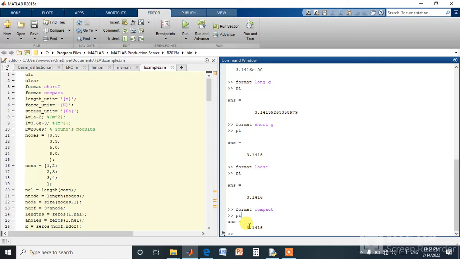I think we have learned a lot about these several lines of code and these commands.